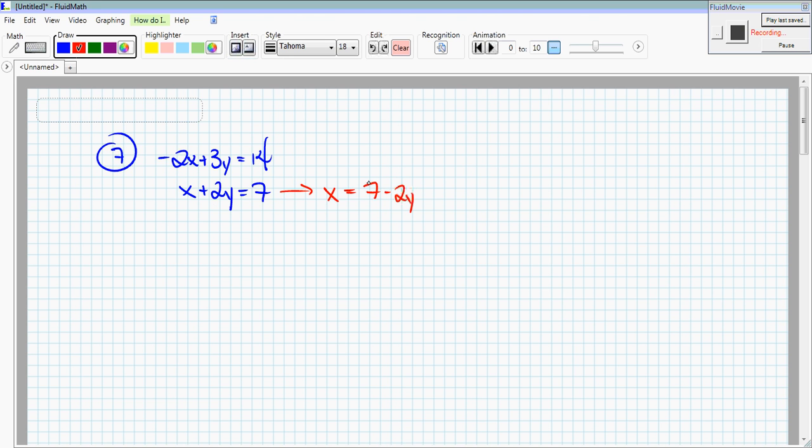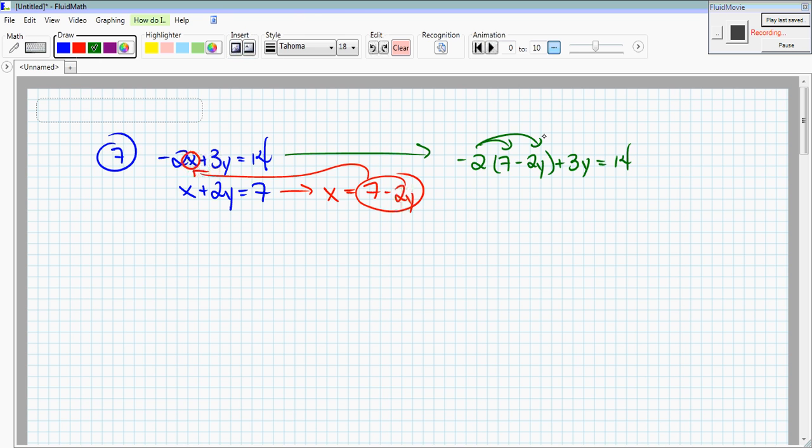Now that we've solved this bottom equation for x, we're going to take this value and plug it into the other equation for the variable x. So it's going to go right here. Okay? So now our equation is going to be negative 2 times the quantity 7 minus 2y plus 3y equals 14. Now we have to distribute the negative 2 to both terms here in parentheses.